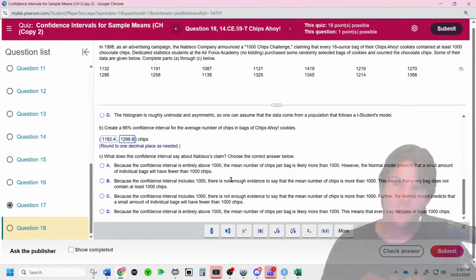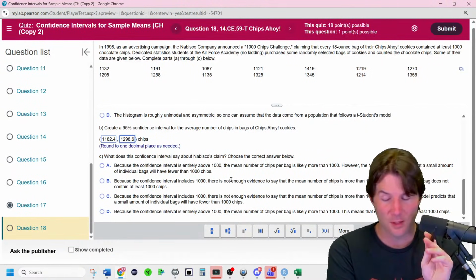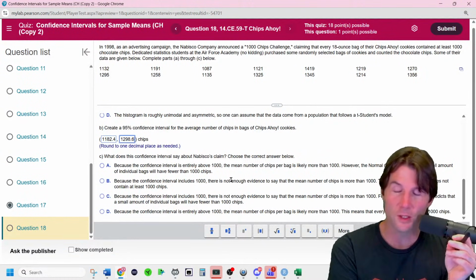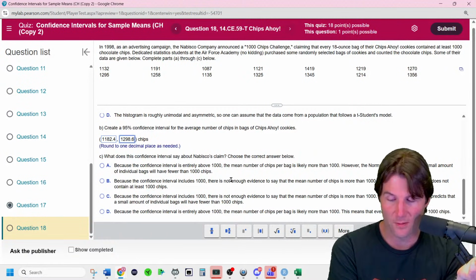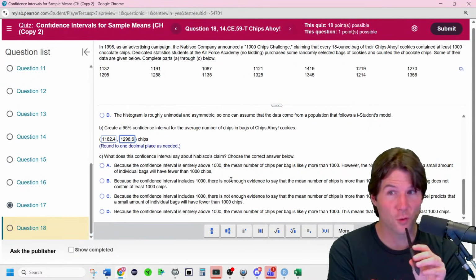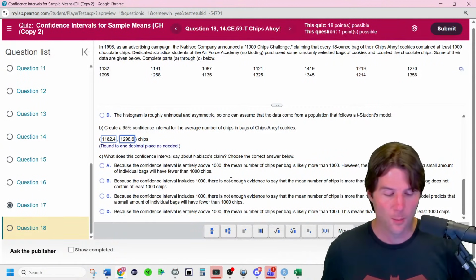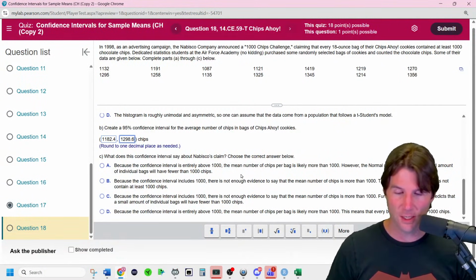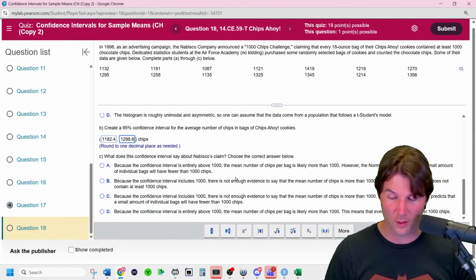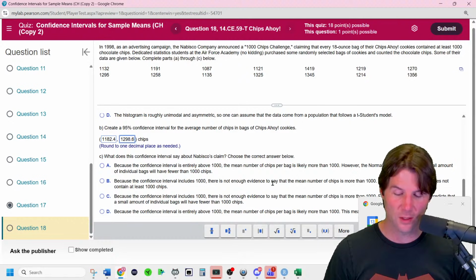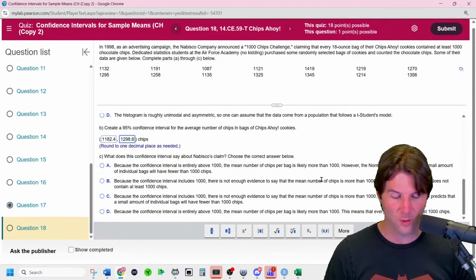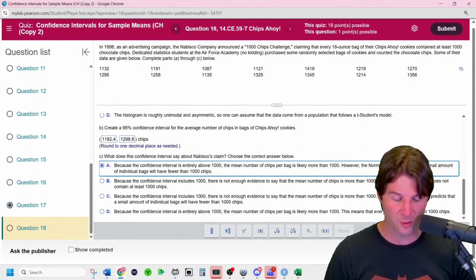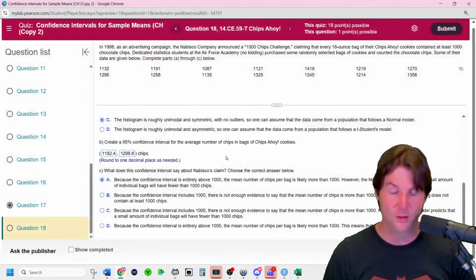So what this means is we are 95% confident. This might help out Liz right here. We are 95% confident the true mean chips in the bags is contained in the interval 1182.4 to 1298.6. So it looks like there's evidence the true mean is greater than 1,000, but we don't know that about each bag, because each bag is different. An individual bag might have less than 1,000. One bag was kind of close-ish, but there's evidence the true mean is greater than 1,000. Because the interval is entirely above 1,000, the mean number of chips per bag is likely more than this. However, the normal predicts a small amount of individual bags below. Should be right. Yo, we did it.